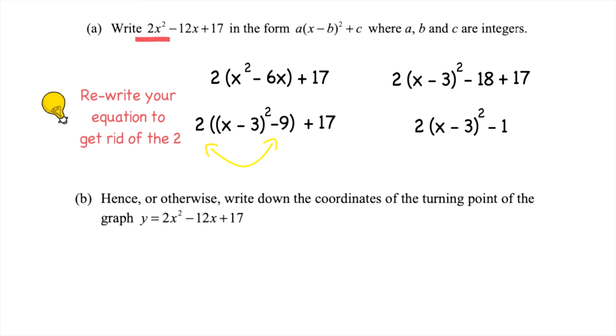Again, there was a part B to this question, so pause the video and see if you can figure out what the turning point coordinates would be. So just as normal, we can find what x is by reversing the sign of whatever is in the brackets. So minus 3 is going to change to a positive 3. That's going to be my x. And y is whatever number is on the end, so y is minus 1.